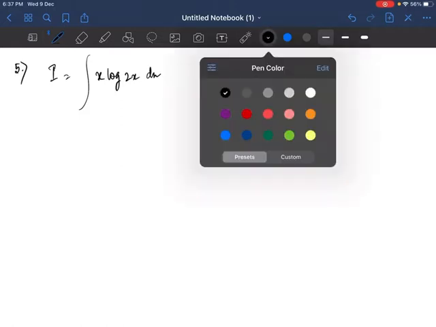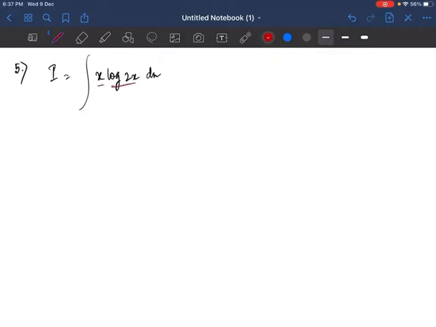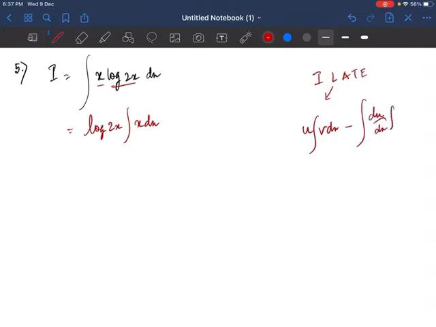So my two functions are, one is x, the other one is log 2x. Now very easy way, ILATE. So logarithmic function comes before algebraic function. So log 2x will be my u. So this one I will write log 2x integration of x dx. Formula, let me write the formula again, u v dx minus integration of du dx integration of v dx dx. This is what we have, right?